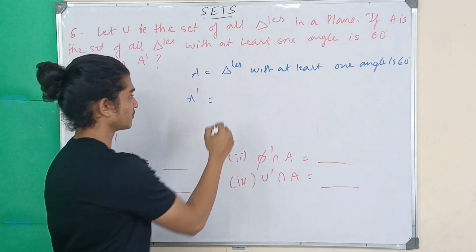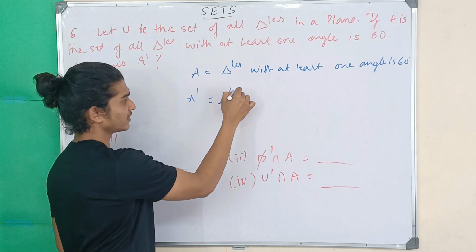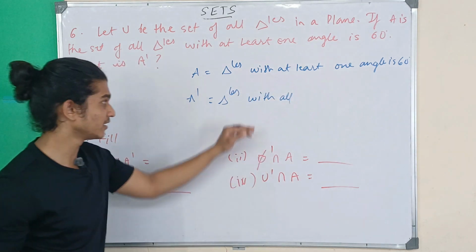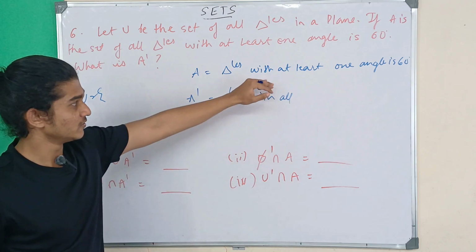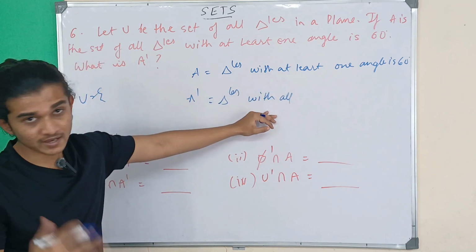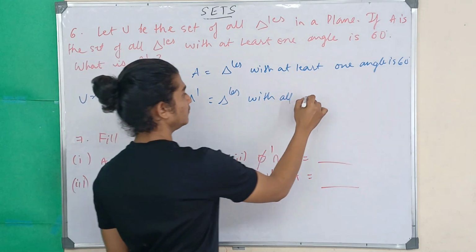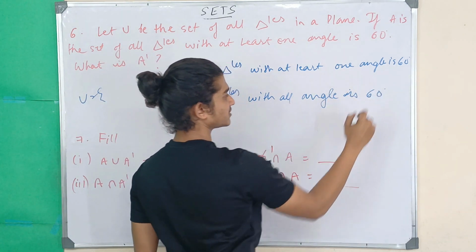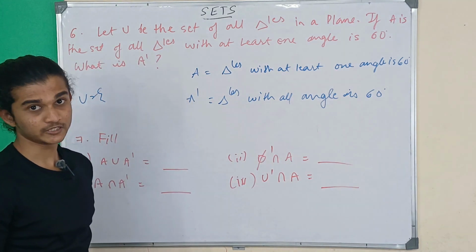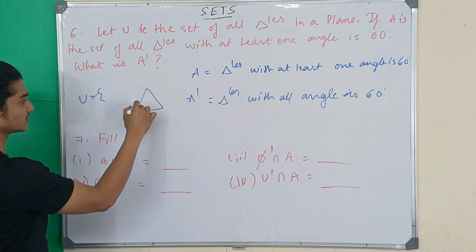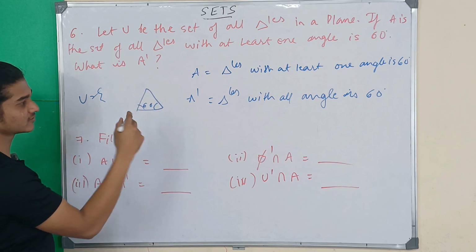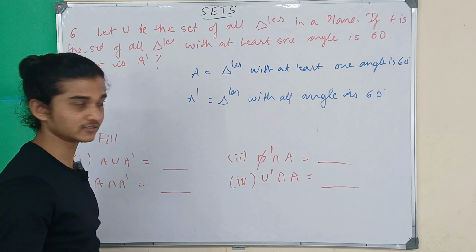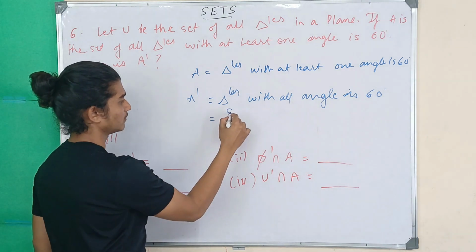Your A complement is going to be the set of all triangles with all angles. Here at least means minimum; here everything, it's the exact opposite. So at least one angle is 60, here all angles are going to be 60. Now what is a triangle which has all angles as 60? Equilateral triangle. Only an equilateral triangle has all angles as 60 degrees. So I can say A complement equals the set of all equilateral triangles.